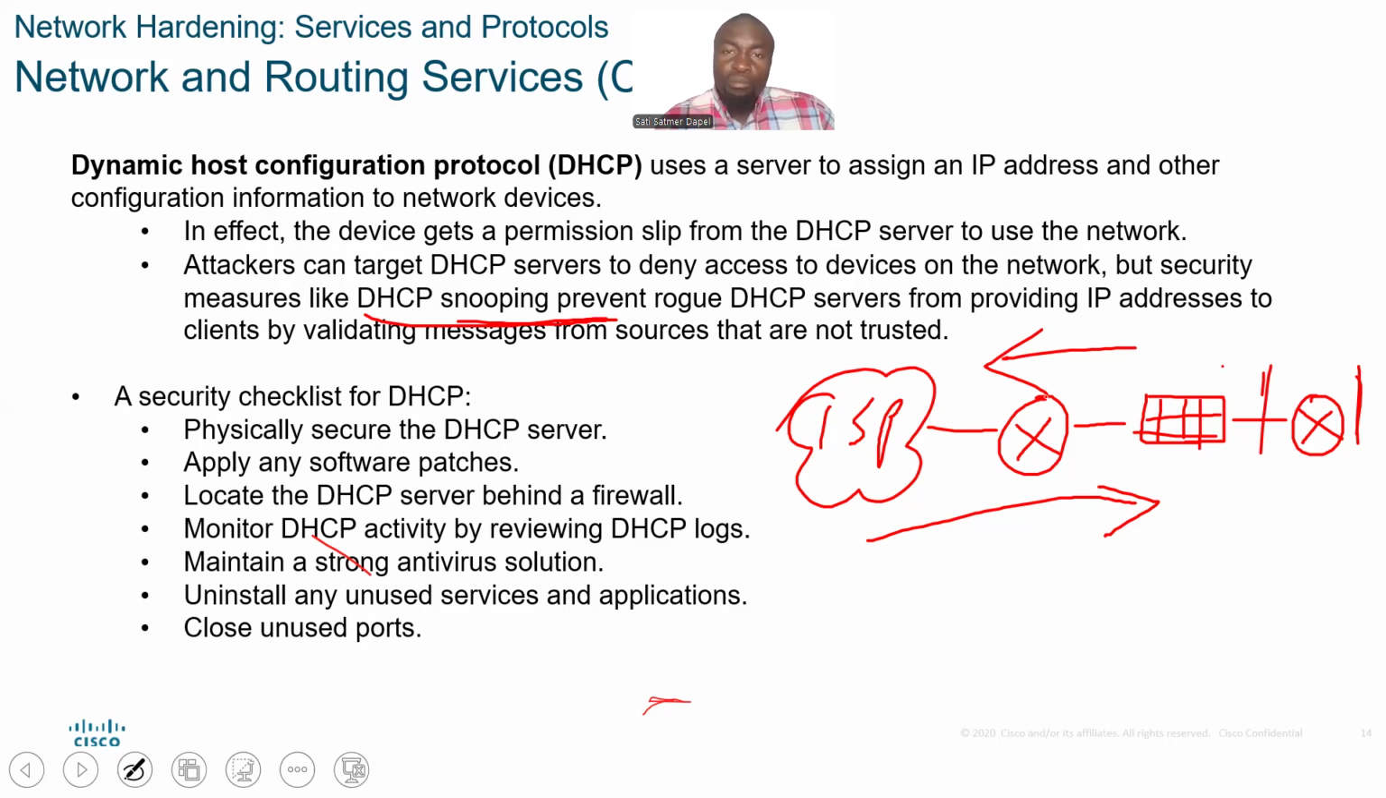Okay. So monitor DHCP activities by reviewing your DHCP logs. Yesterday, we talked about the importance of logs. It gives you an idea of what is happening. The logs in the DHCP server generate a log for every IP address it gives out. Maintain a strong antivirus solution on the device, uninstall any unsafe or unused services and applications, and close unused ports.